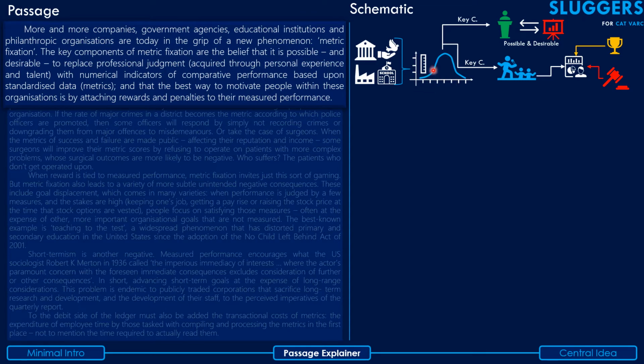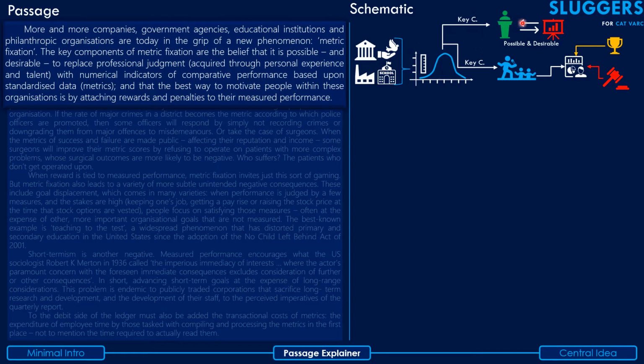Metric fixation, from the paragraph we can gather, is basically a term that is used for a set of analytical tools that can help grade the performance of an employee, for example, in terms of numerical indicators. A good example of metric fixation would be the use of a bell curve, where you grade the performance of employees or students in educational institutions on a bell curve. So that's what metric fixation is.